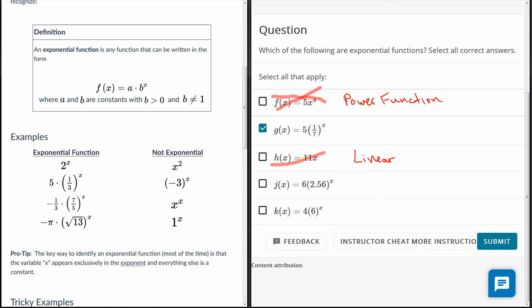The next two look pretty good, because the exponent is a variable and the base is a positive constant. So sure, it's a fraction, but there are no rules against fractions. The only rule is that it has to be positive and not equal to 1. So that one's good, and same deal with this one. That one's also good. So in this lineup, there are 3 exponential functions, 1 power function, and 1 linear function.